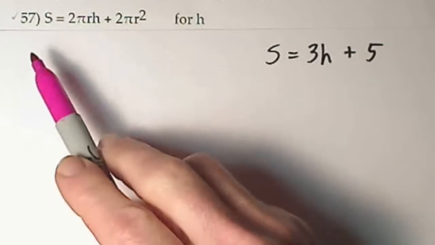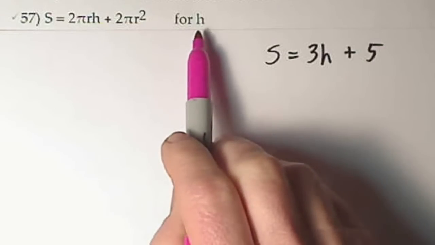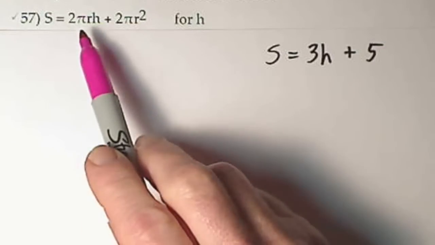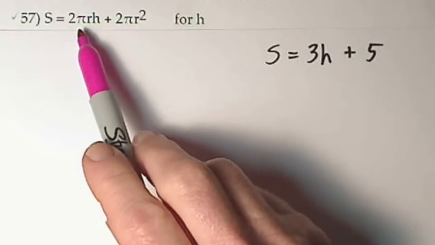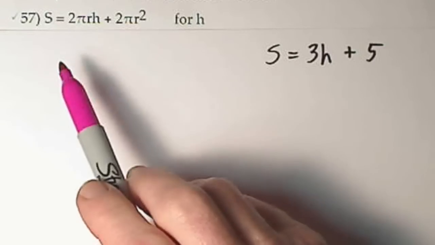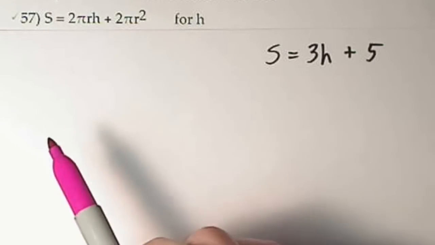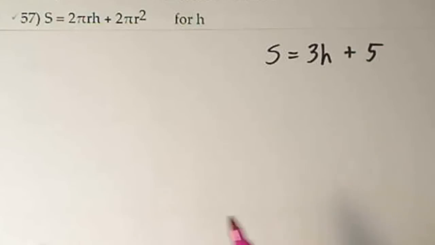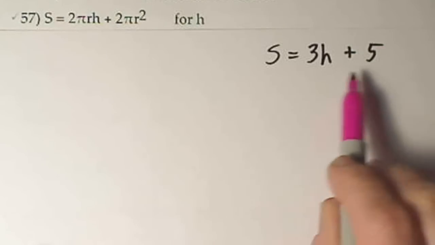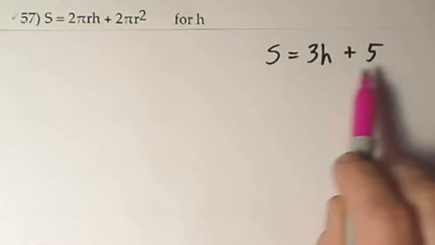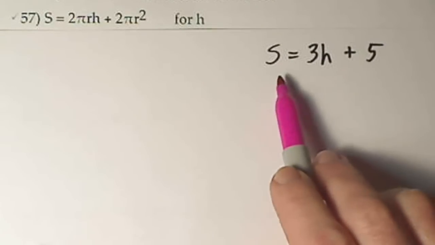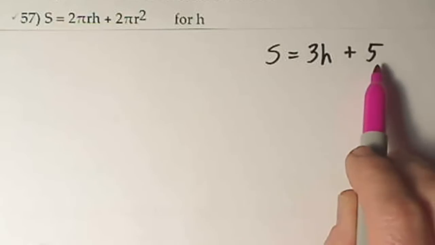We're asked to solve this equation for h, and don't be intimidated by pi. It's just a number. It looks strange, but that's a number. And there's perhaps a lot to look at here, but basically what you're going to follow is something similar to this example right here. S is equal to 3h plus 5.